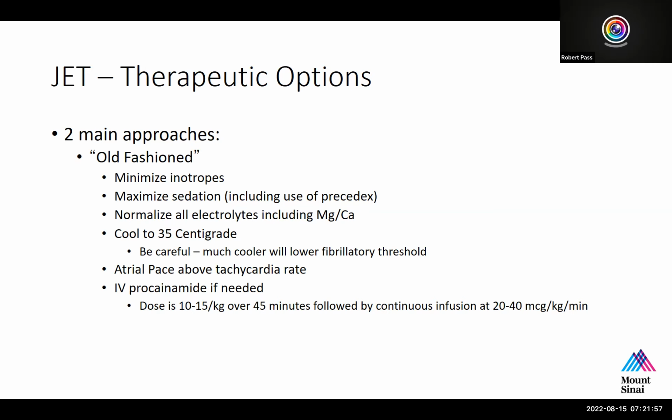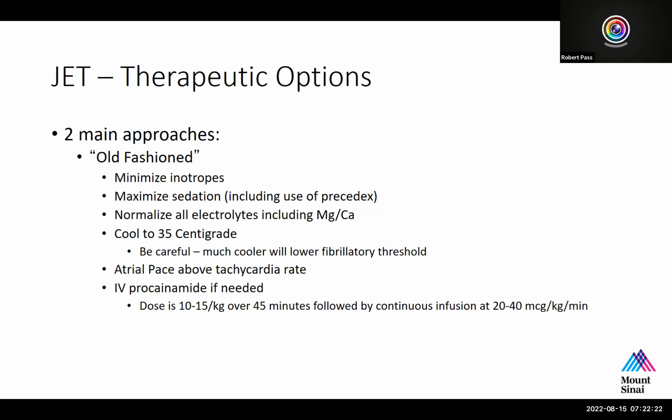And then if you still don't have control, you would give IV procainamide. And typically the dose is about 10 to 15 milligrams per kilo given over 45 minutes, and then a continuous infusion of 20 to 40 mics per kilo per minute. Now, more commonly in the present era, people are giving smaller doses. So they give about 5 per kilo, about every 15 to 30 minutes.